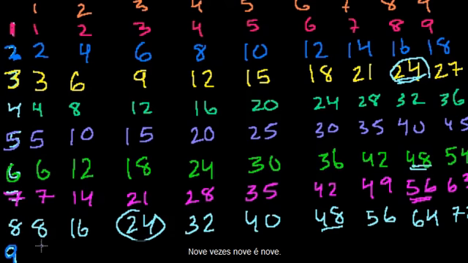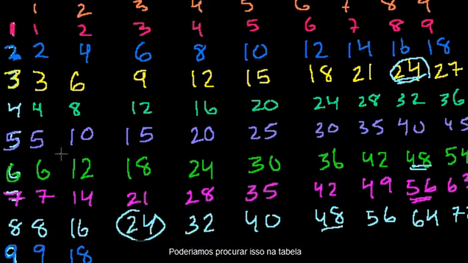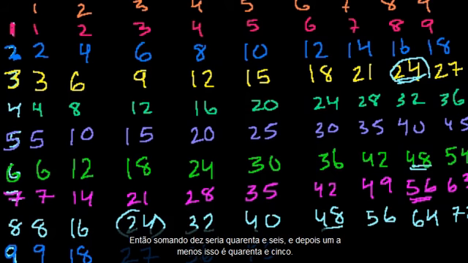9 times 1 is 9. 9 times 2, 18. 9 times 3. We actually know all of these. We could look it up in the rest of the table, because 9 times 3 is the same thing as 3 times 9, which is 27. Add 9 to that. 27 plus 9 is 36. 36 plus 9 is 45. Notice, every time you add 9, you go almost up by 10, but one less than that. So up by 10 would be 46, and then one less than that is 45.